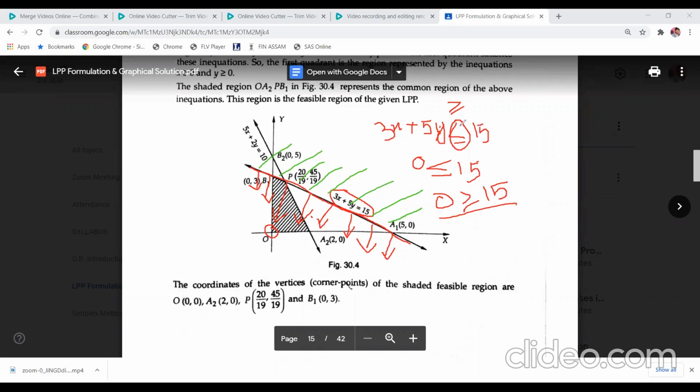So here, since in our inequation less than or equal to 15 is given, and 0 is obviously less than or equal to 15, that means the solution region will be below the line. That means it contains the origin.